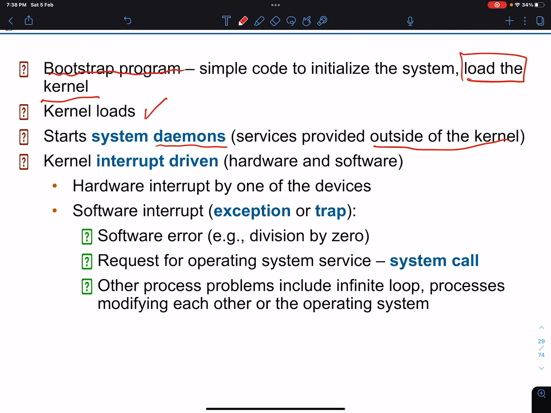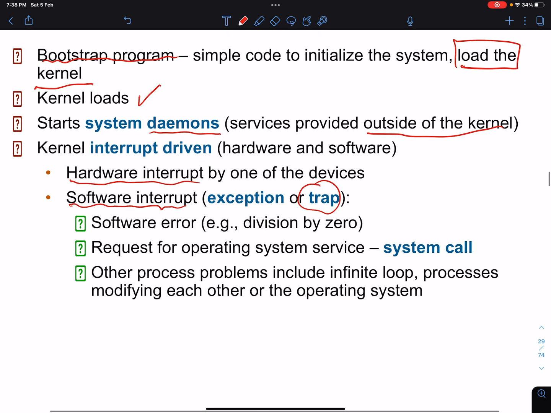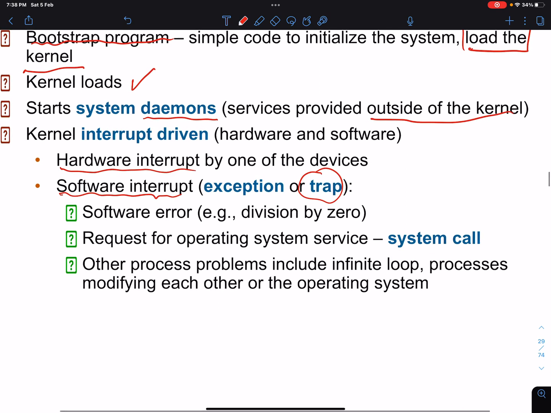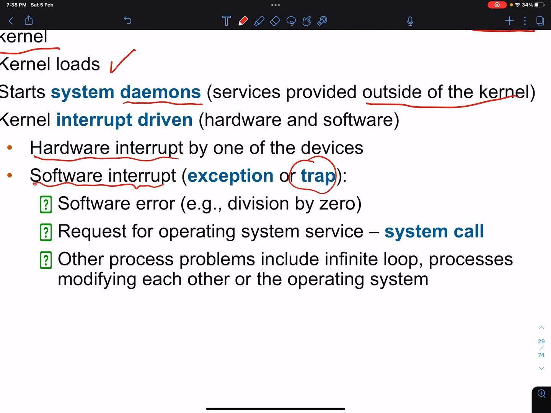Then we have two kinds of interrupts that keep working. The hardware interrupt happens by one of the devices if needed. And the software interrupt, which is a trap, an exception. For those who studied a higher level language like Java or Python, you know what an exception is. A trap is an exception, by the way.